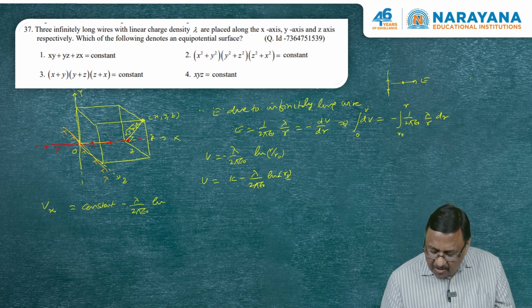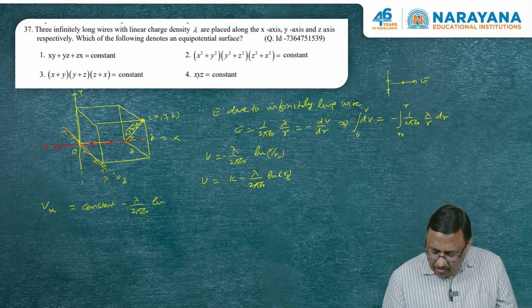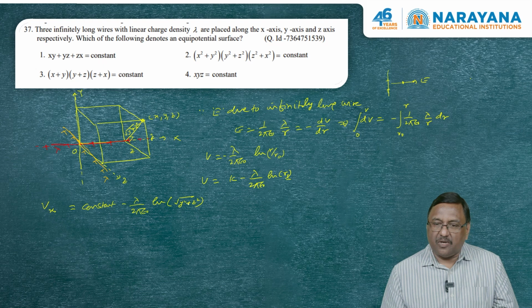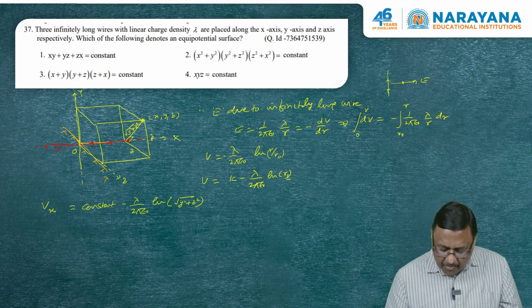So I write V is equal to K, something like this. I'm writing my V in the x direction. So if I substitute in this manner, let it be log of r. The r distance is going to be how much? Under root of y square plus z square. This is the relation I'm getting because of my potential kept along this axis.